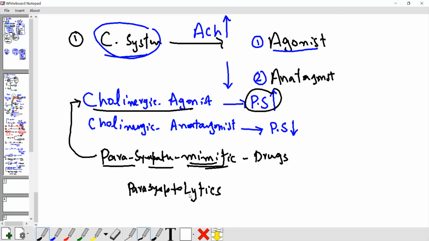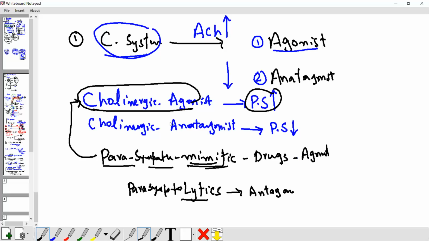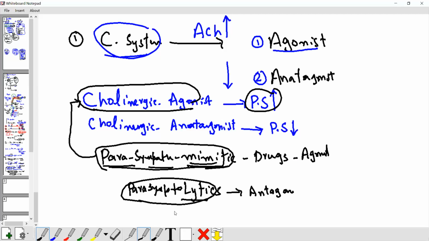Parasympatholytic means cholinergic antagonist. Parasympathomimetic means cholinergic agonist. These are the same thing: cholinergic agonist and parasympathomimetic are the same name, and cholinergic antagonist and parasympatholytic are the same name. Understand?